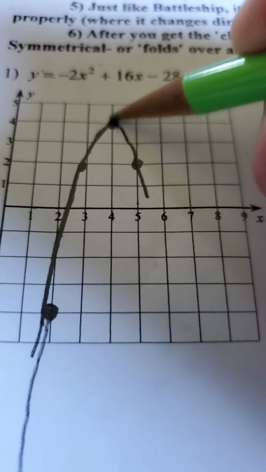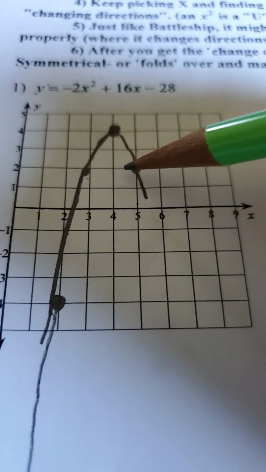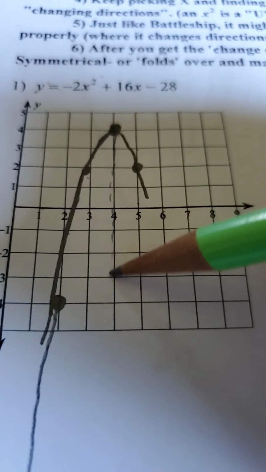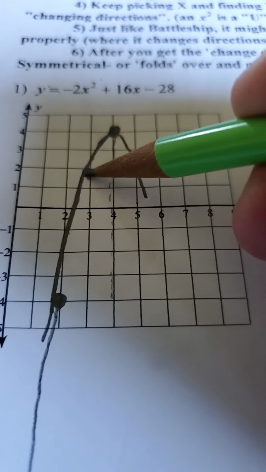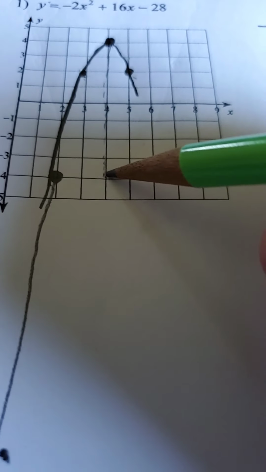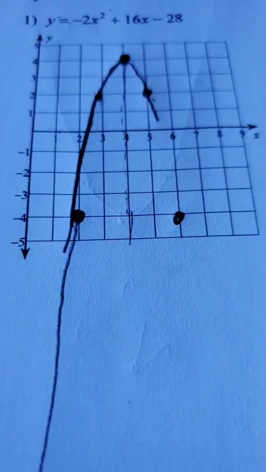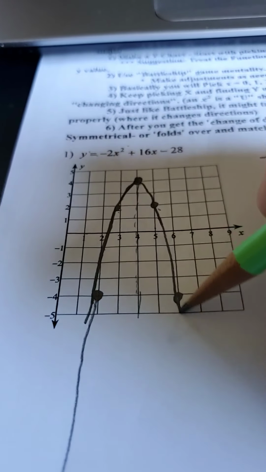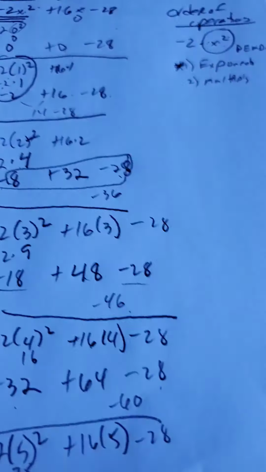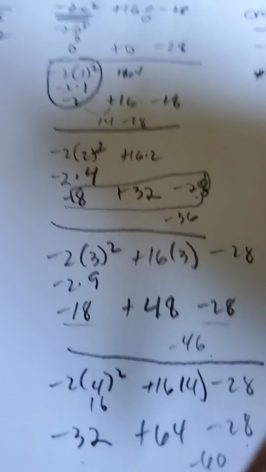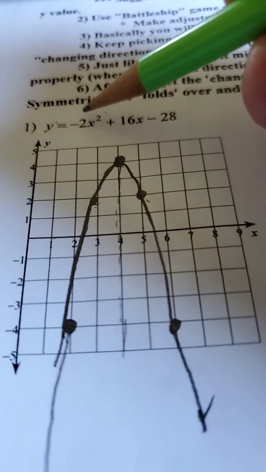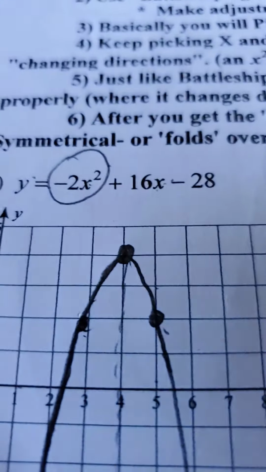Right there's my vertex. The line of symmetry would be right there. That's where the graph would fold over. This point matches with this point. This point would match up with this point. And it continues on forever downward. Okay? So again, you just pick x, find y, pick x, find y. Obviously the math is much more difficult in this problem. Make sure that you handle the x squared situation correctly.